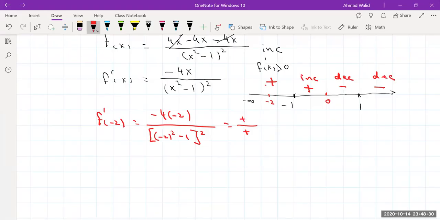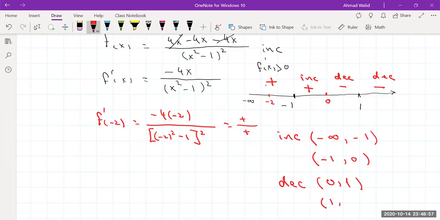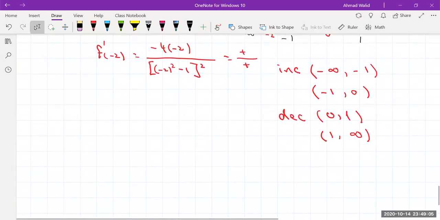Then, interval of increase. The interval of increase is from negative infinity to negative 1, and also from negative 1 to 0, that's the interval of increase. Interval of decrease will be from 0 to 1, and from 1 to infinity, that's the interval of decrease. Okay, part F. If I ask you where I have a max or min, right? A, B, C, D, E, F.